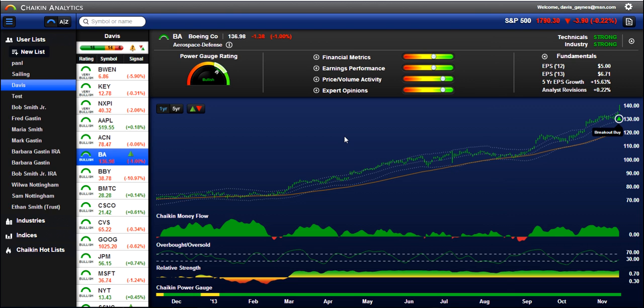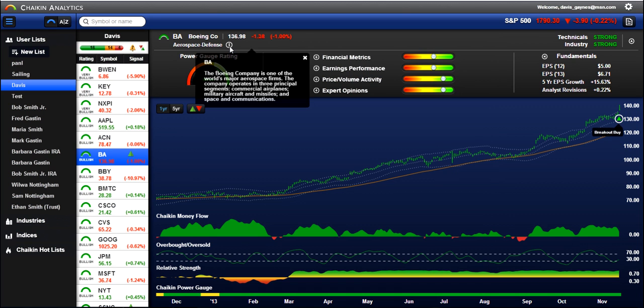In Chaikin Analytics, every stock has a page. We're looking at the page for Boeing right now. Boeing is part of the Aerospace and Defense group on Chaikin, and clicking the I, for those companies you're not familiar with, gives you a quick blurb about the company and the industry it operates in.